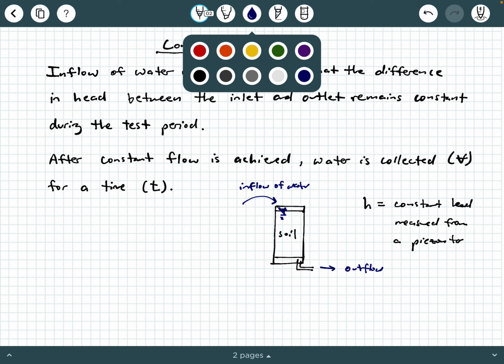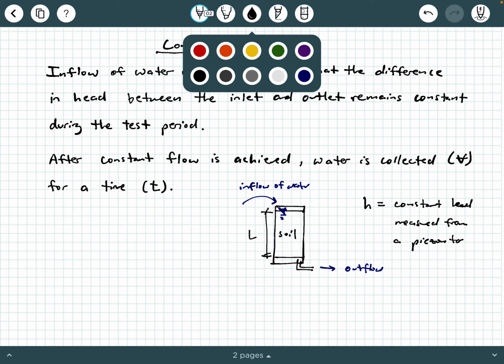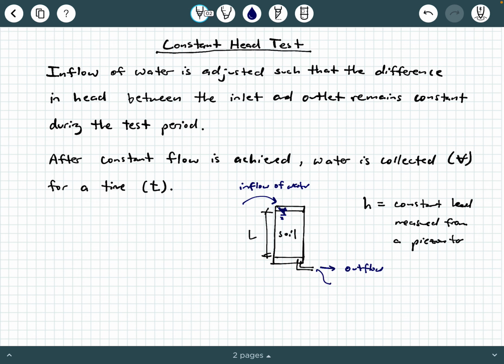Okay, now the soil sample itself is going to have a length L. And then the cross-section area is going to be A, and we'll see that in a derivation in a second. So after constant flow is achieved, water is collected for some time or some duration T. So you're going to collect water from this outflow in some kind of flask, and this water is going to have some volume, all right?